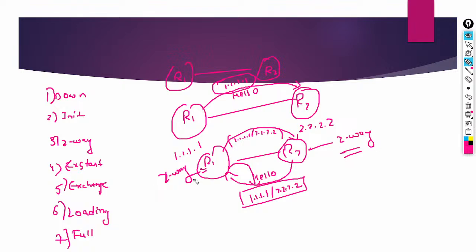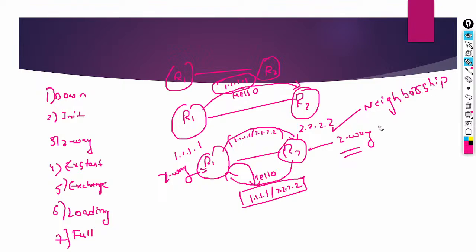So this is the two-way state, and here once the hello is exchanged, the neighborship is formed. The neighborship is formed in the two-way state, and here the DR and BDR election takes place. To learn about the DR and BDR election, just study further.